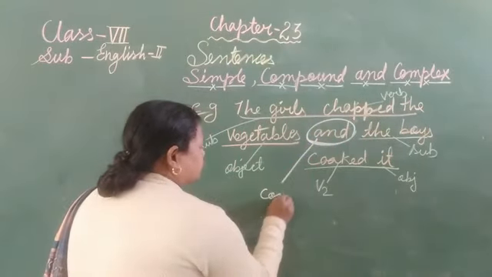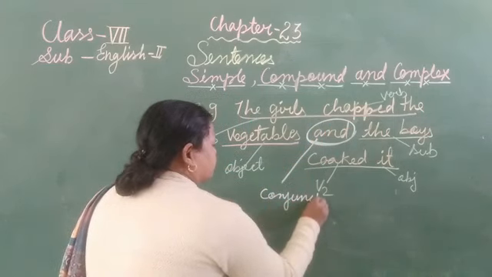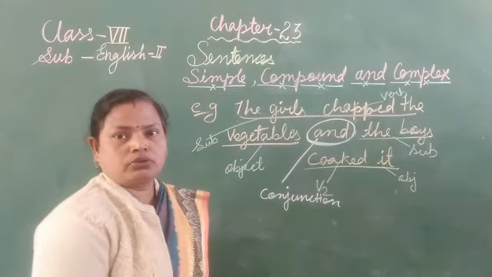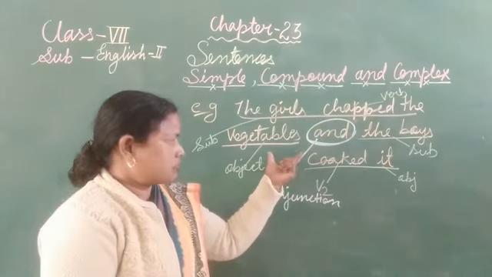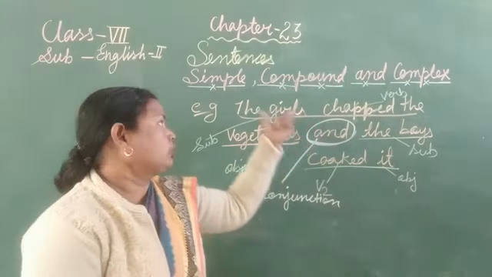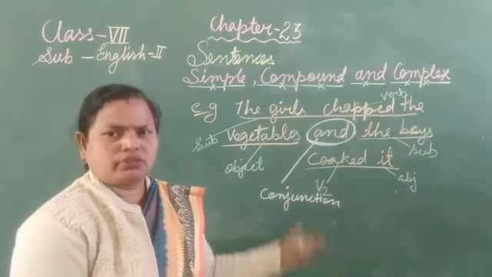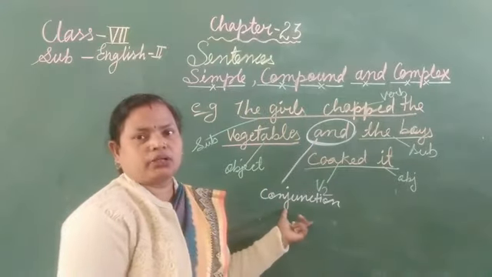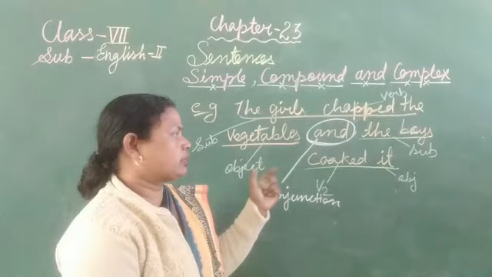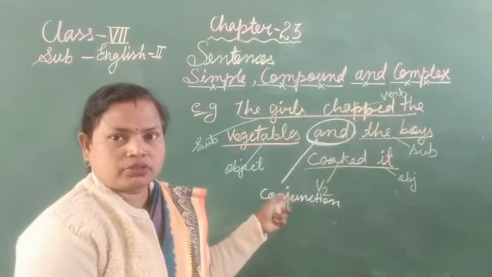So it is a conjunction. I hope it is clear to all of you. When two sentences are connected with a coordinating conjunction, the sentence is said to be a compound sentence. There may be different types of examples, but I have taken the same so that you don't get confused. In the first video I have taken the same, so it is clear to all of you.